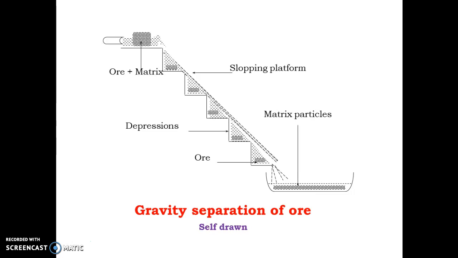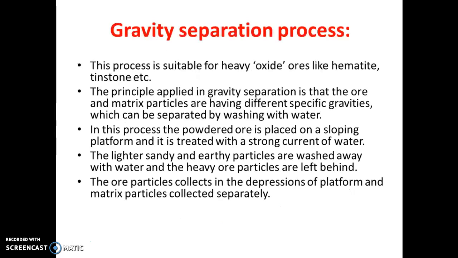In the gravity separation of the ore, the principle used is gravity. This process is suitable for heavy metal oxides like hematite and tinstone. The impurity associated with the oxide ore can be removed easily with the help of the gravity separation process. The principle applied is that the ore and matrix particles have different specific gravity, and they can be separated by washing with water.